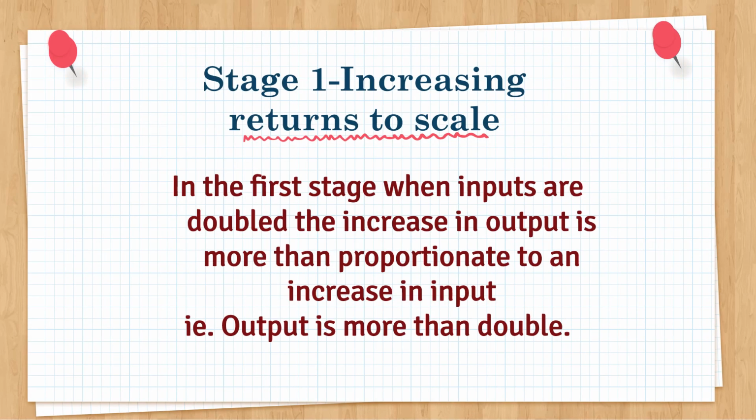Let's describe the first stage, called the stage of increasing returns to scale. In the first stage, when inputs are doubled, the increase in output is more than proportionate to an increase in input. That is, the output is more than double.